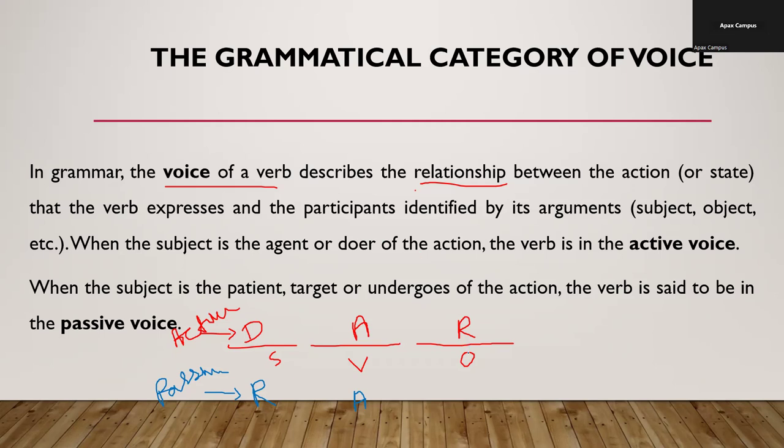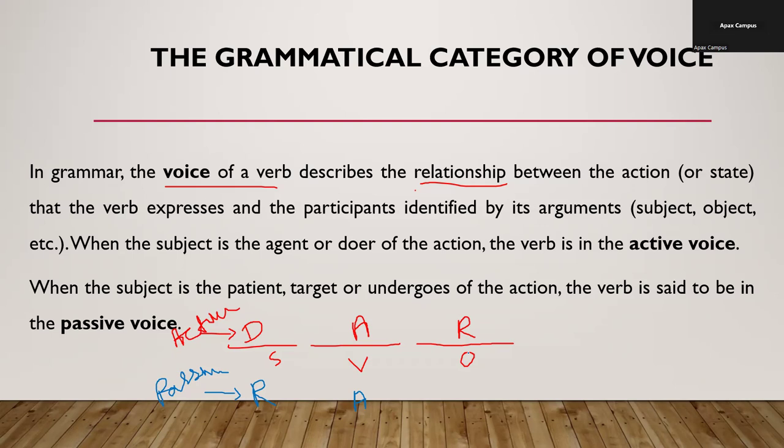That is active because the one who does the action is there in the subject position, the cat. But we can convert this into the passive voice if we are interested in talking about the rat. Then: a rat was chased, that's all. A rat was chased. But if you want, you can say by the cat. That is the simple, major difference between active and passive.